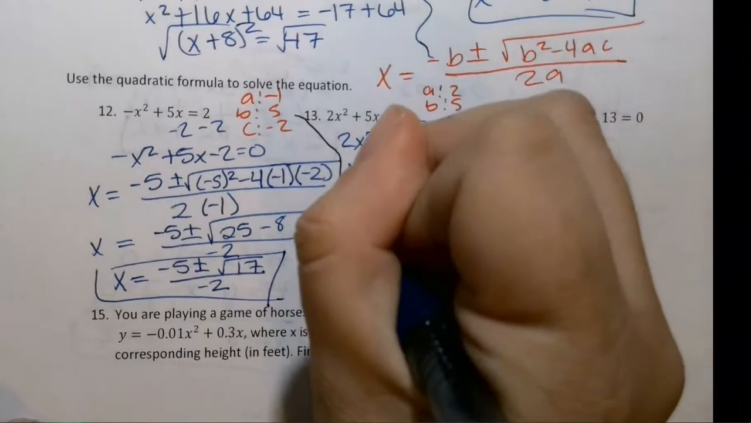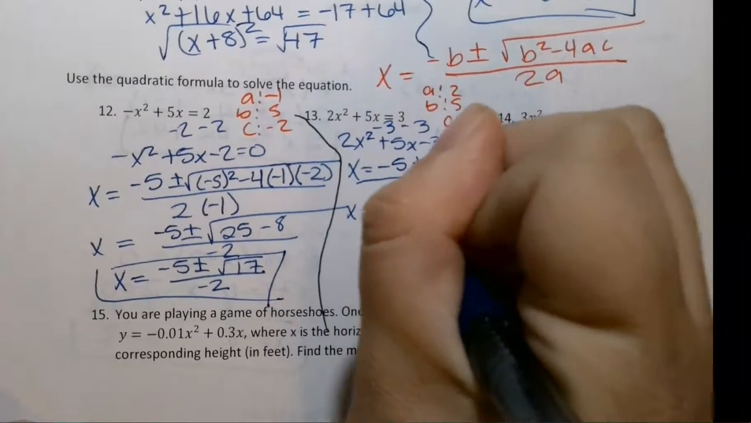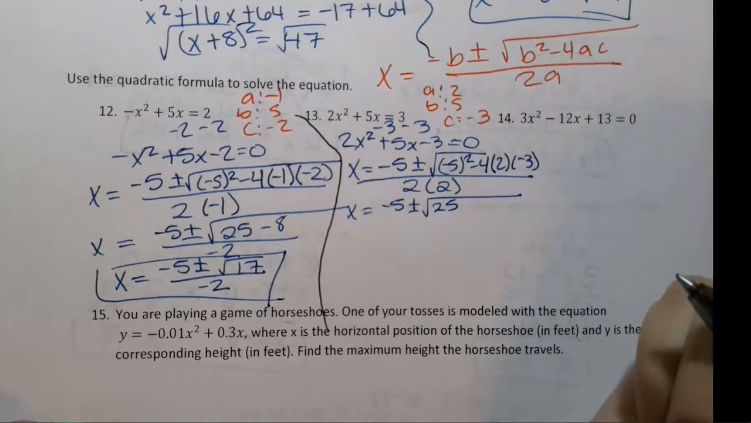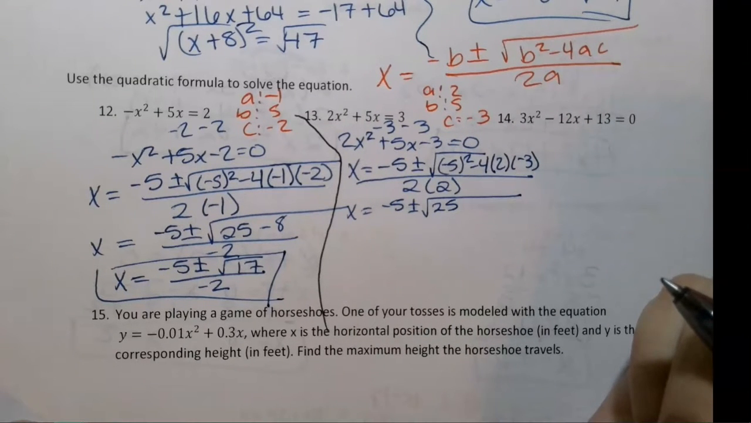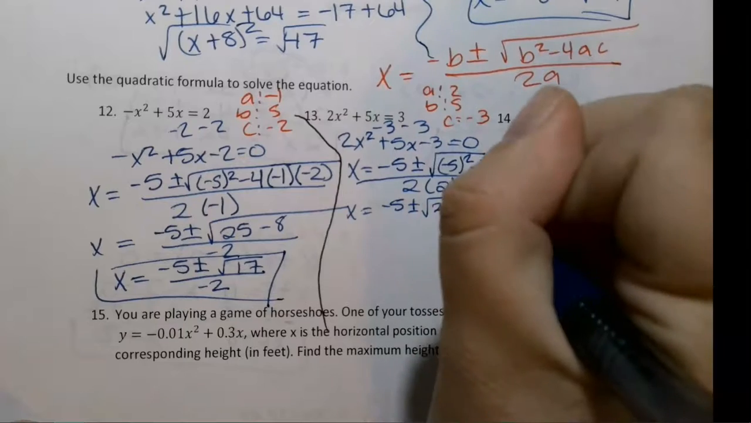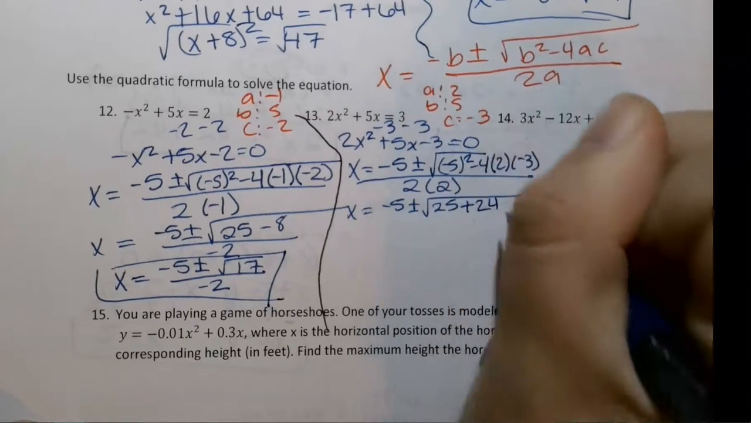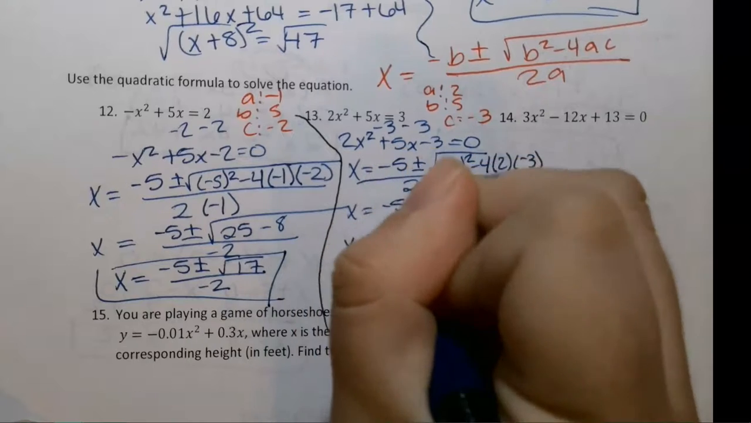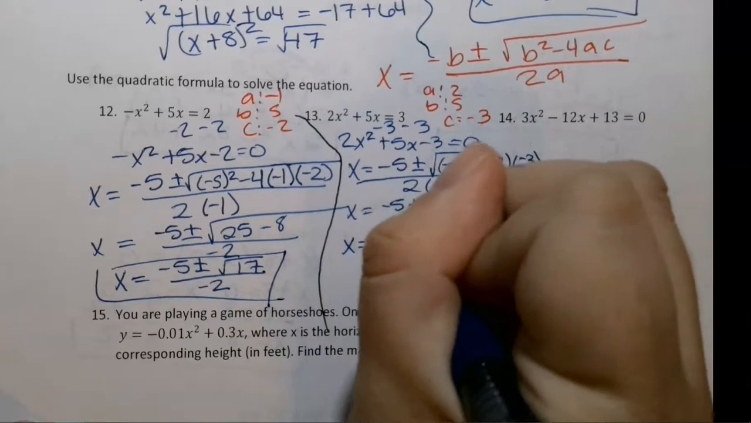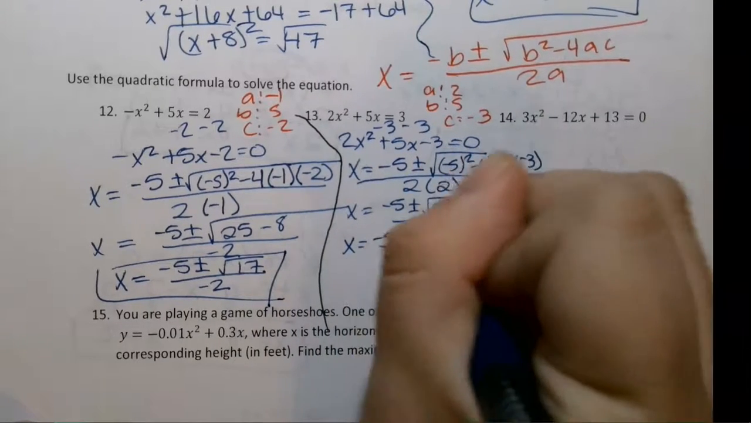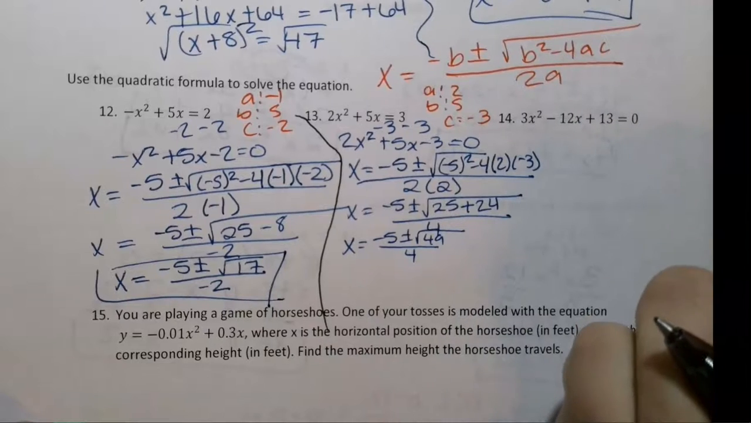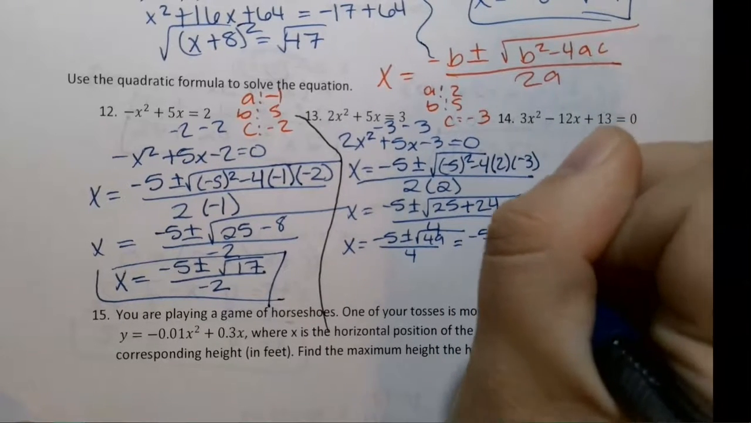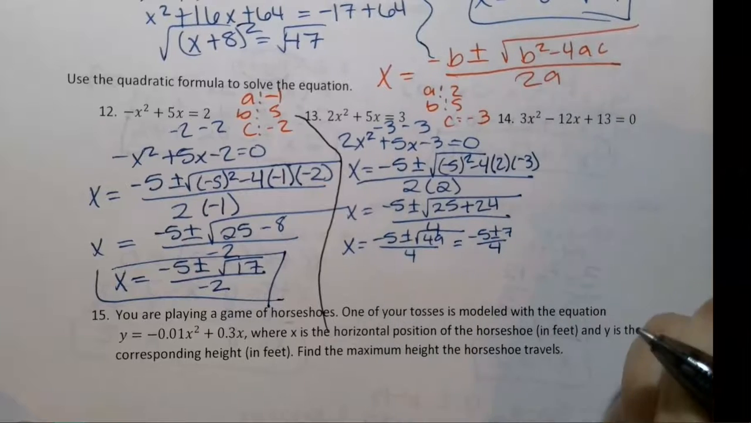Then I want to simplify. I have negative 5 plus or minus negative 5 squared is 25. Negative 4 times 2 is negative 8. Times negative 3 is positive 24. 2 times 2 is 4. Then I have x equals negative 5 plus or minus the square root of 49 over 4. I can take the square root of 49. That is 7. So I have negative 5 plus or minus 7 over 4.